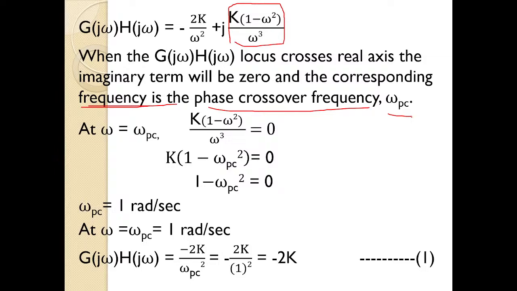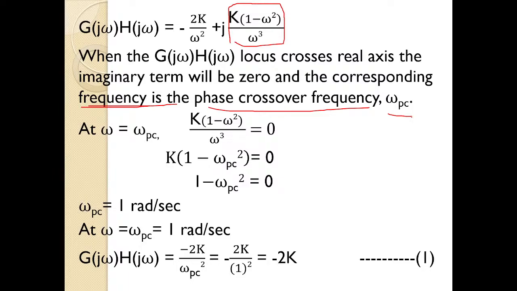The frequency at which the polar plot crosses the real axis is known as the phase crossover frequency. If you want me to repeat from the beginning, just type repeat, so that once again I will start the numerical problem if you are unable to follow. If anyone is unable to follow, just type repeat.